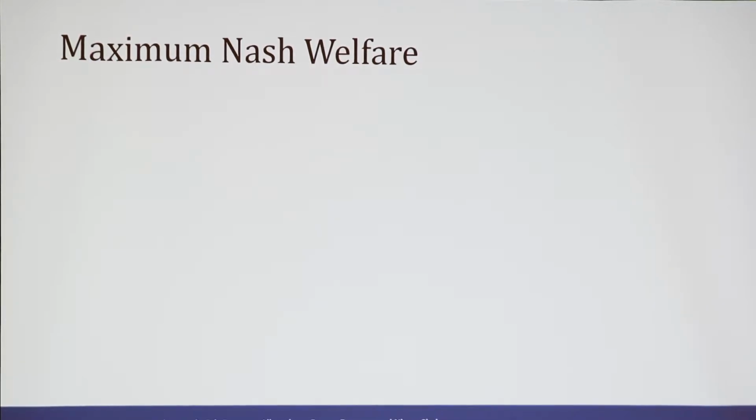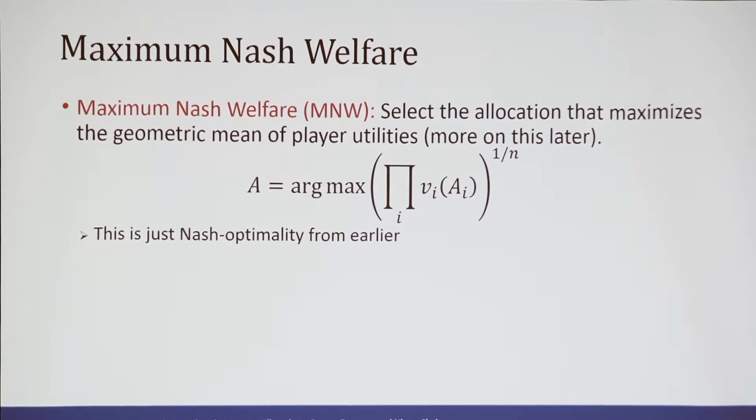To remedy it, we're going to look at an algorithm called the maximum Nash welfare. We've seen this already with Nash optimal solutions, the solutions which maximize the product of the agent utilities. In the indivisible setting, we call it max Nash welfare, or MNW. So this is the allocation that maximizes the geometric mean of the agent utilities.